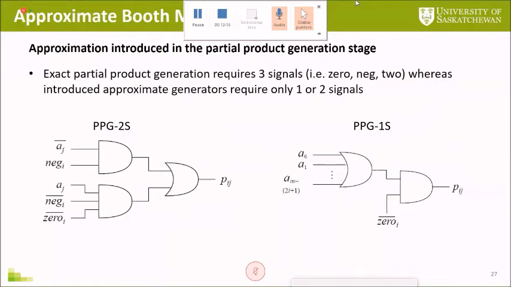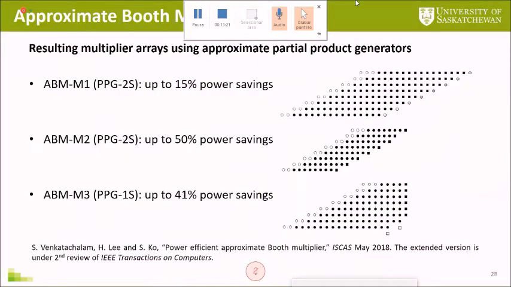This one we proposed 3 different multipliers, and the second one shows that only half of the power is required compared to the exact multiplier: 41% in multiplier 3 and 50% in multiplier 1. This one is also in the second video of IEEE Transactions on Computers.